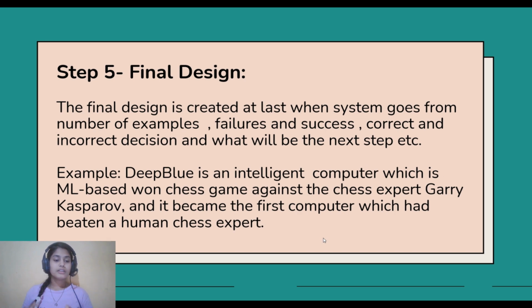So this machine learning model called Deep Blue defeated the most expert person in chess, and this was the first computer which had beaten a human chess expert. So with respect to experience the performance of the machine learning model increases. So this is the final design.